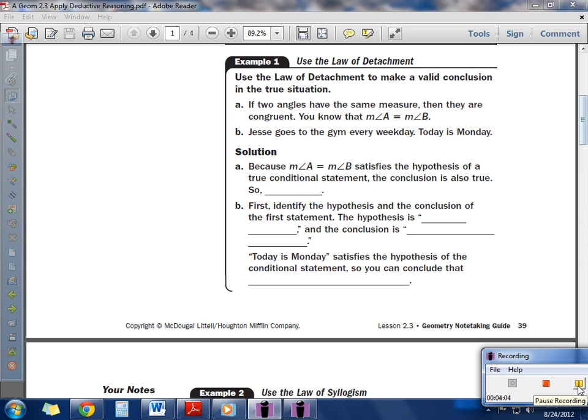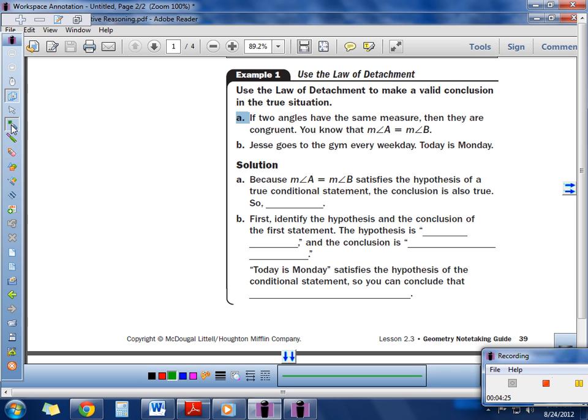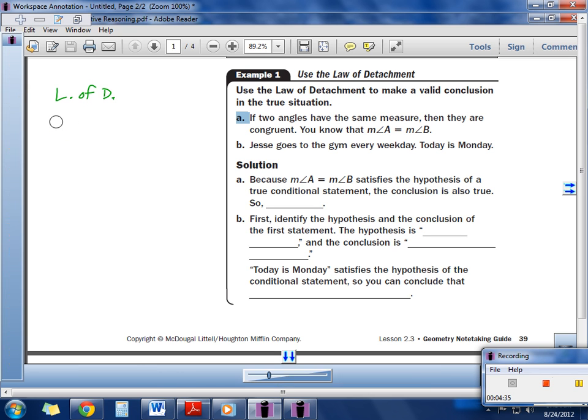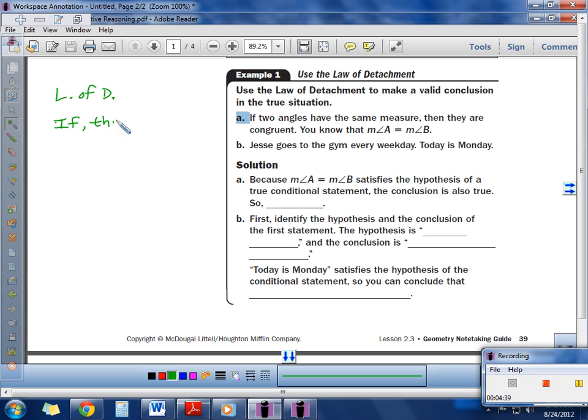On example 1, it says, use the law of detachment to make a valid conclusion. So the key thing is you have to read these. And remember, we're looking for true statements. We're trying to make sure they give an if-then statement and then a little situation. So make that note out to the side. For law of detachment, they will give a conditional statement. They will give an if-then statement, followed by a little situation. You have to determine, will this occur in this given situation? That's what we're going to examine right now. Give you a second to write that down.